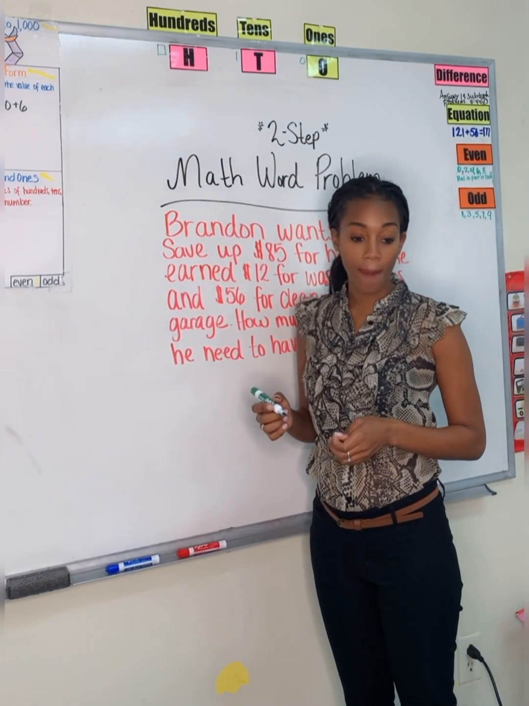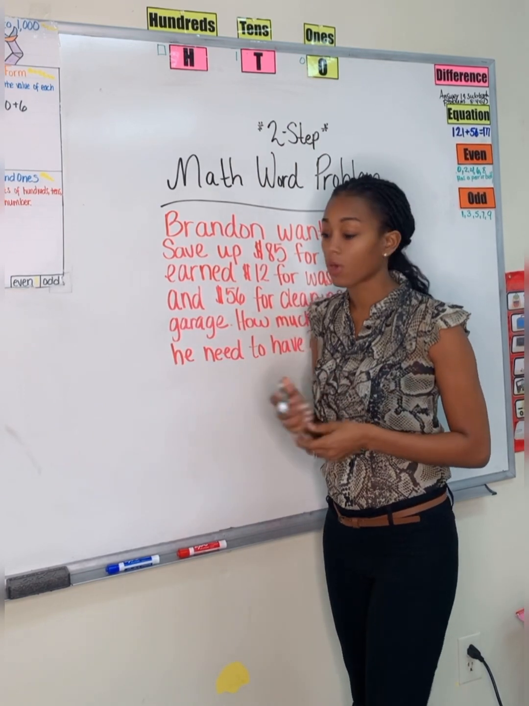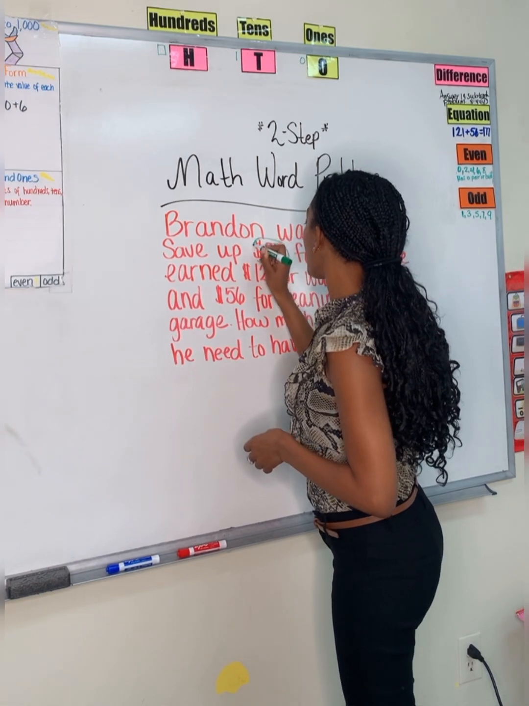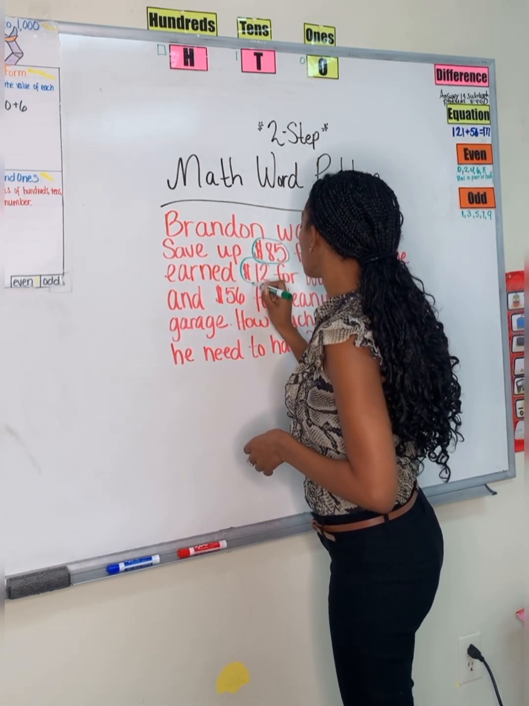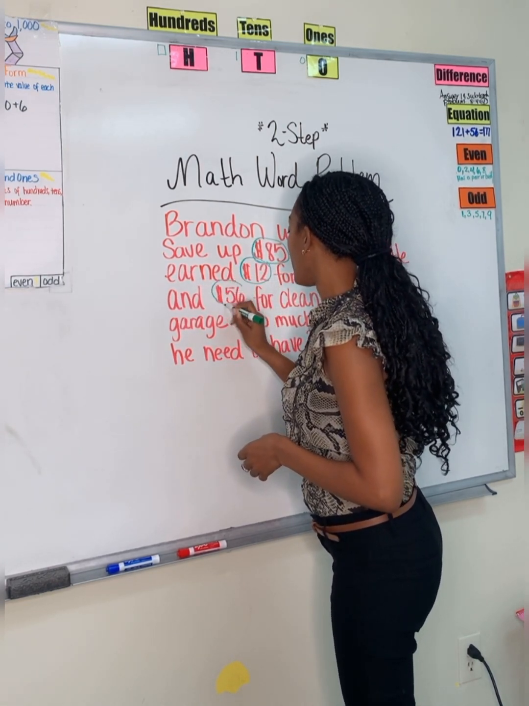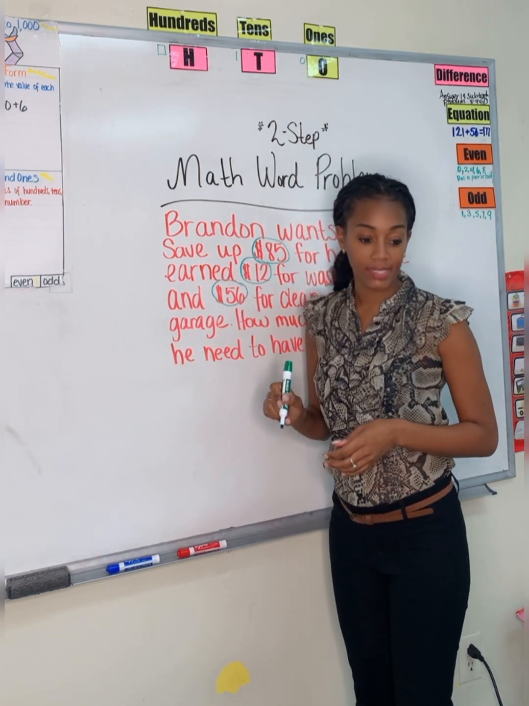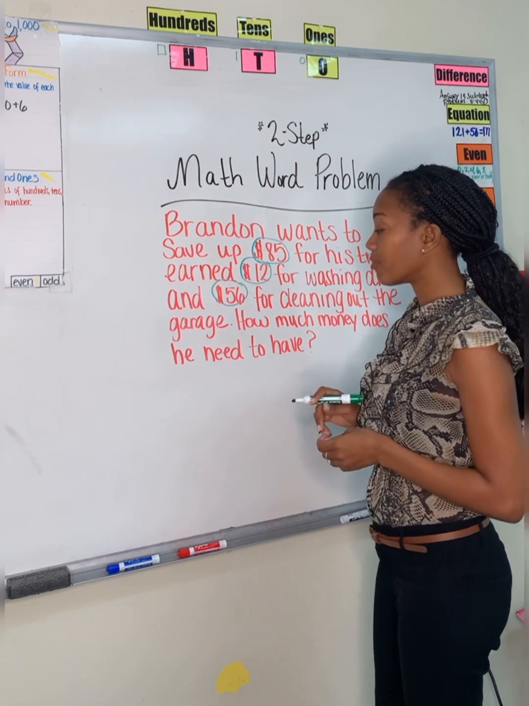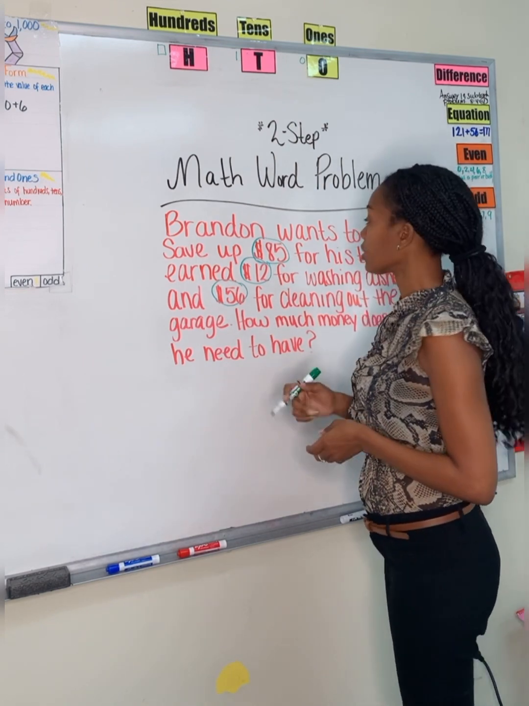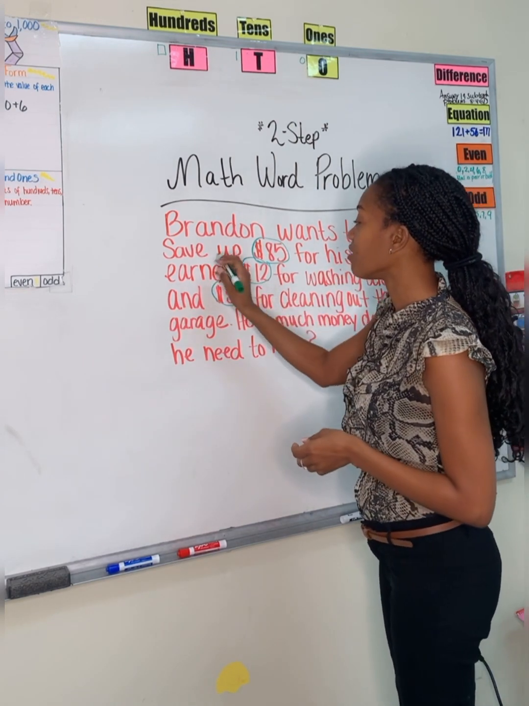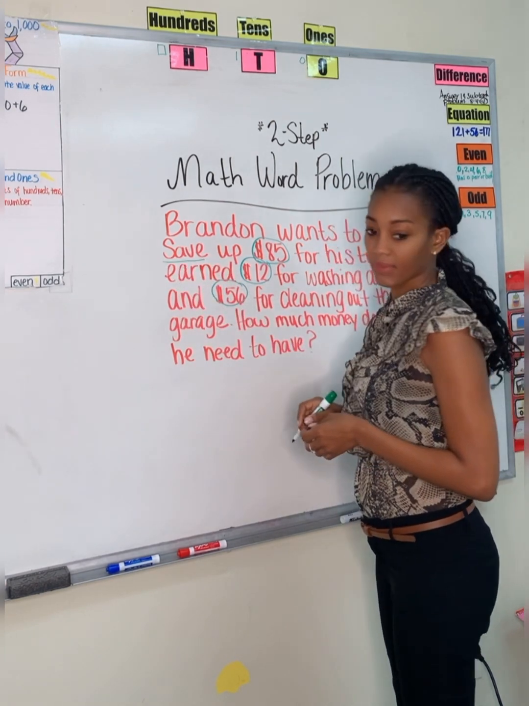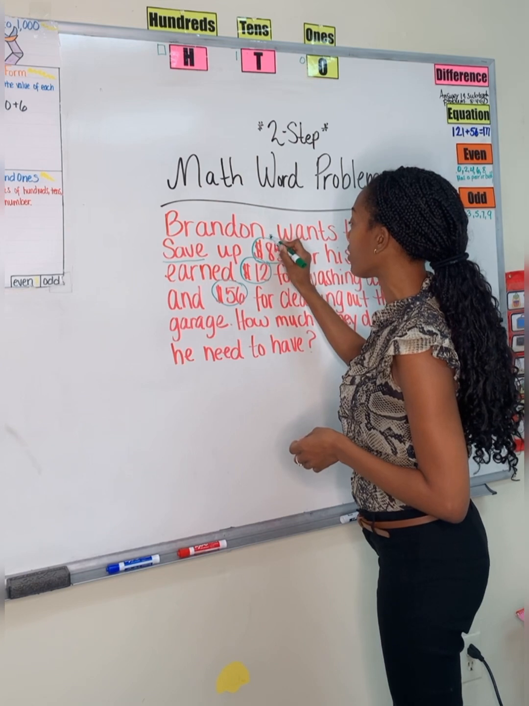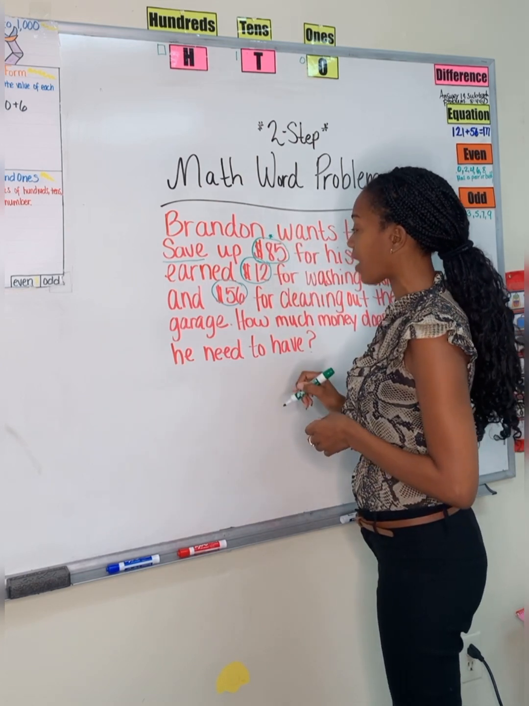Remember, in a math problem, the first thing that we're looking for are the numbers that we are working with. And that is $85, $12, and $56. Okay? The next thing we want to do is look for clue words. So he wants to save how much? $85. So this is going to be our goal right here, is for him to get the $85.